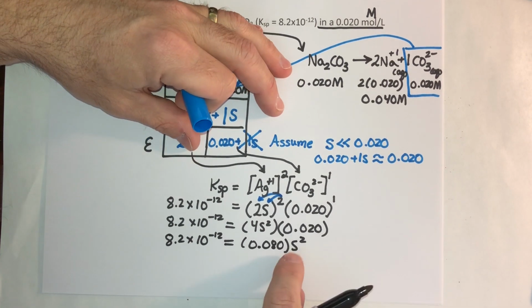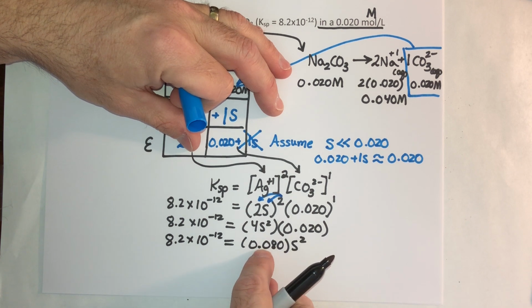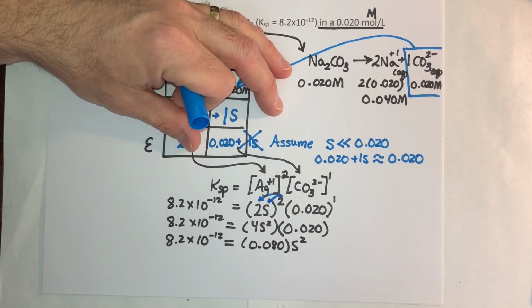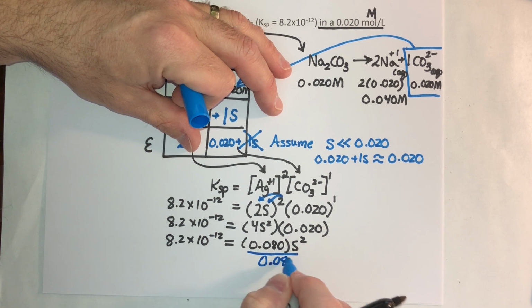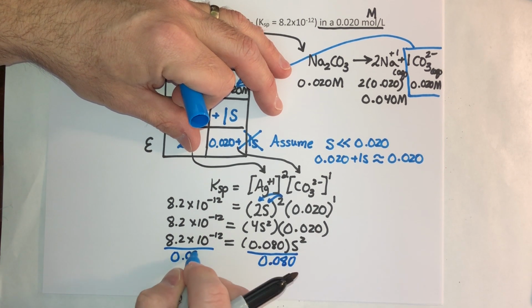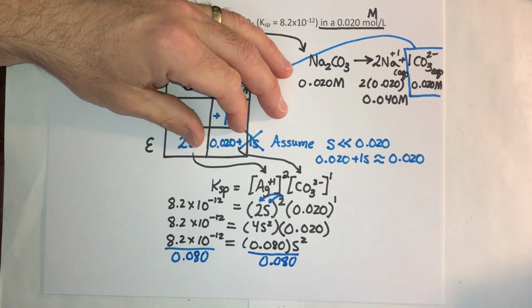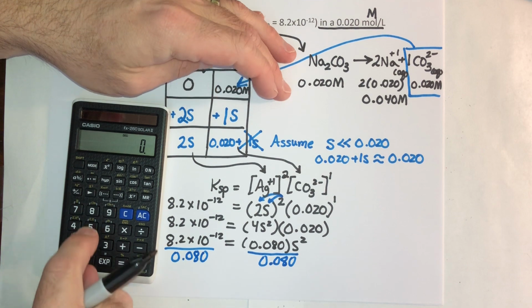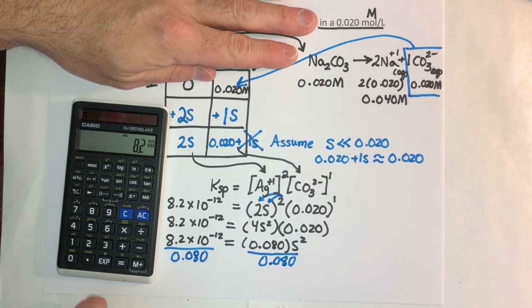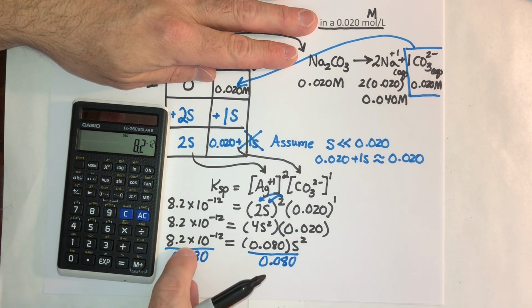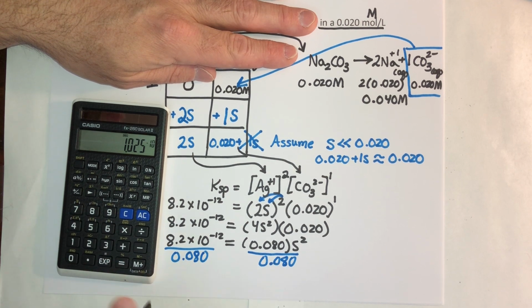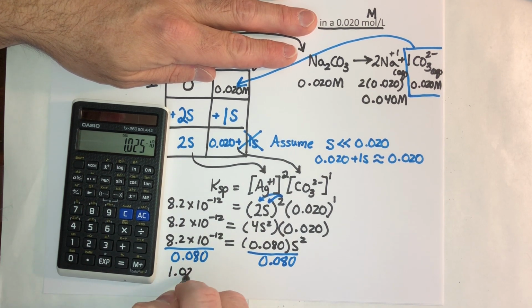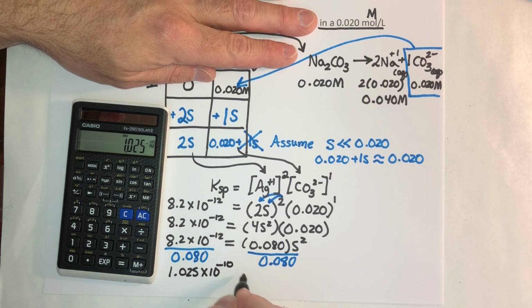Now if I want to solve this, I need to get the S by itself. So I've got to get rid of the 0.08 and I've got to get rid of the square. The first thing that you're going to do is get rid of the 0.08. The number that's multiplied in first, that's the number that you're going to get rid of. So divide by 0.08. All right, so if we pull out our calculator, I've got 8.2 times 10 to the power of minus 12, divided by 0.08, which will give me 1.025 times 10 to the minus 10.